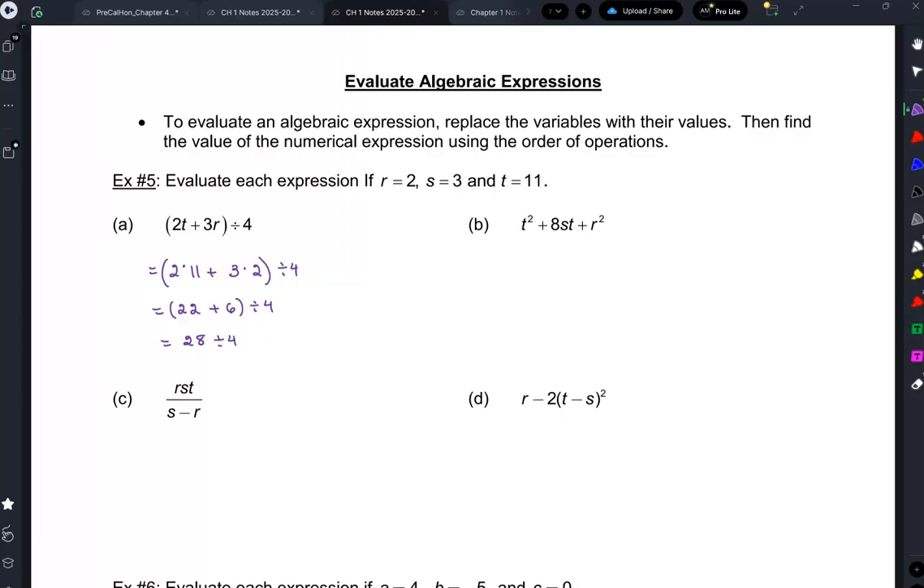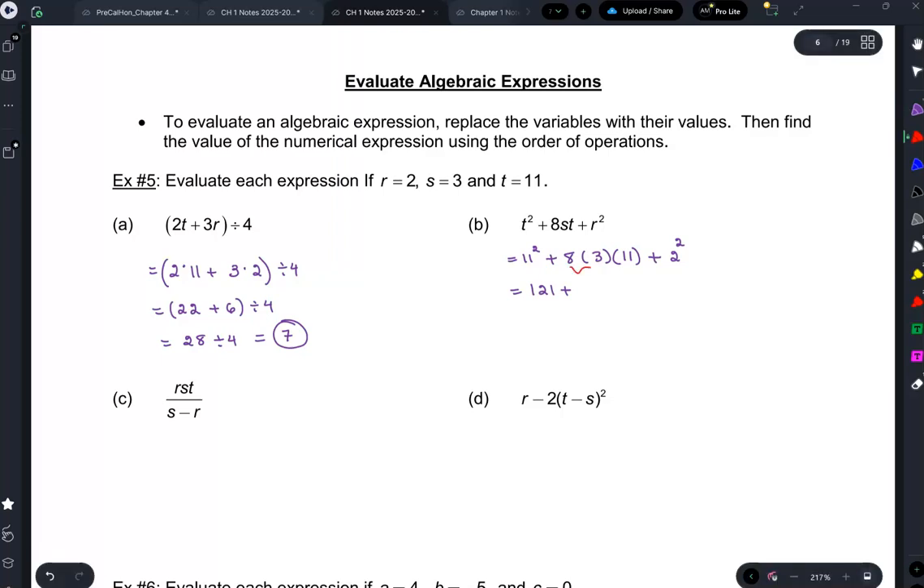28 divided by 4? 7. Right? Okay. T squared: 11 squared plus 8 times S is 3 times T is 11 plus R squared. Yes. So this is 121 plus, now I do this.